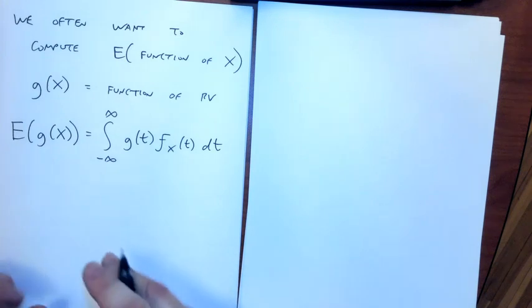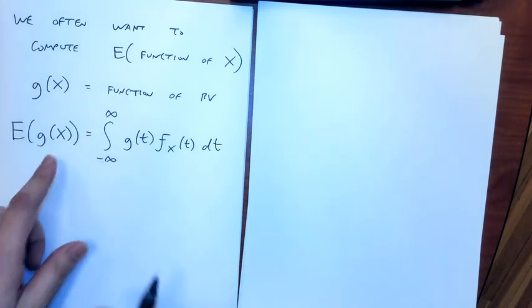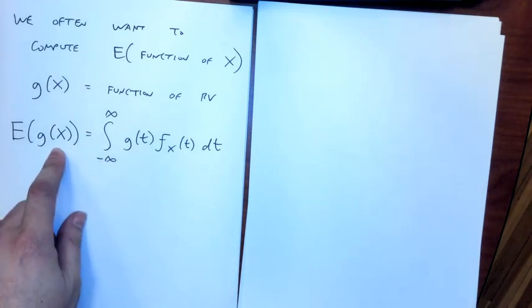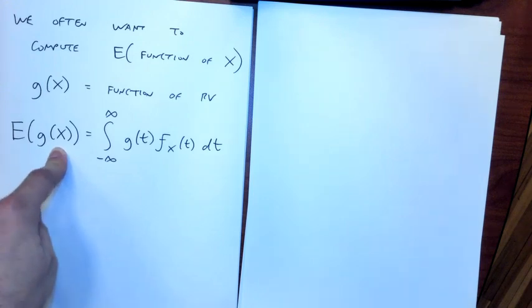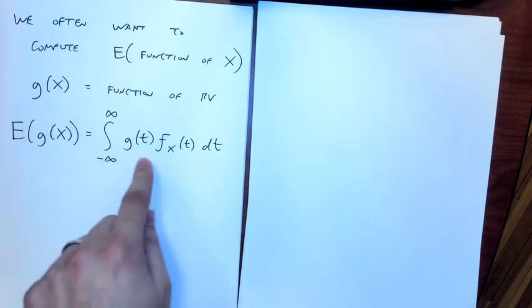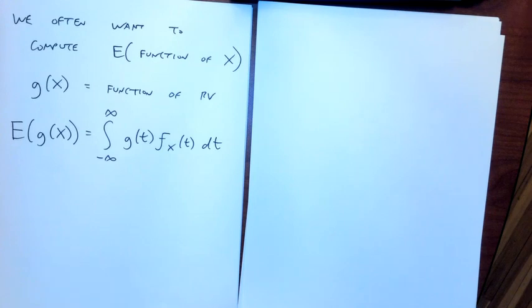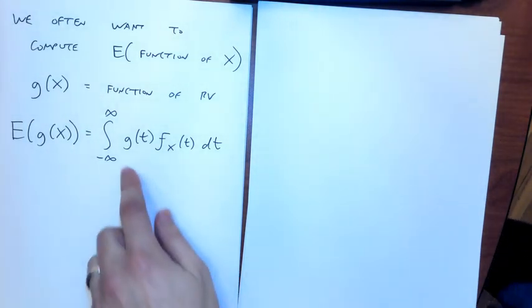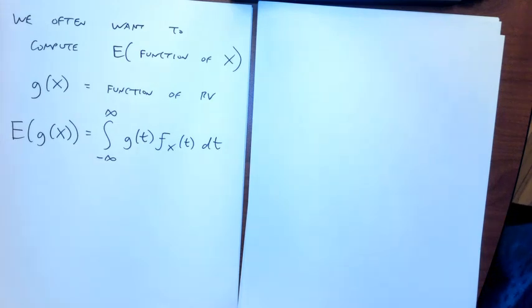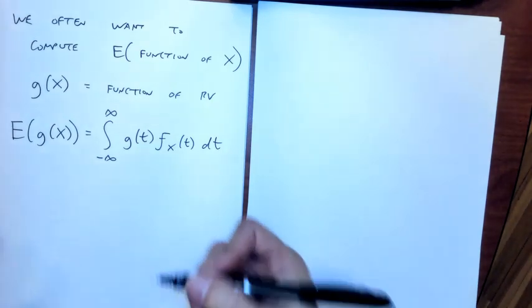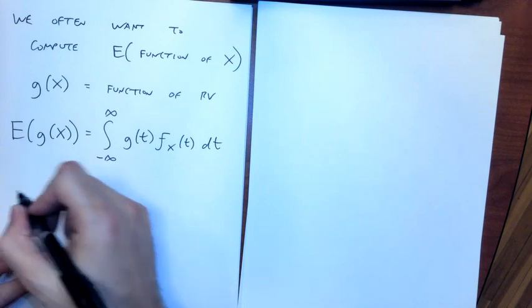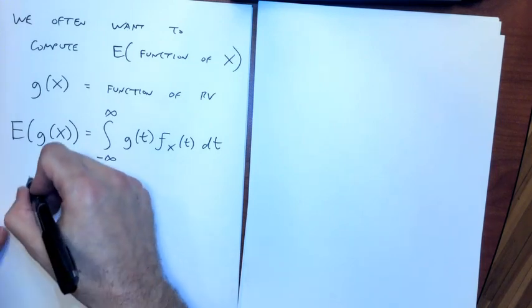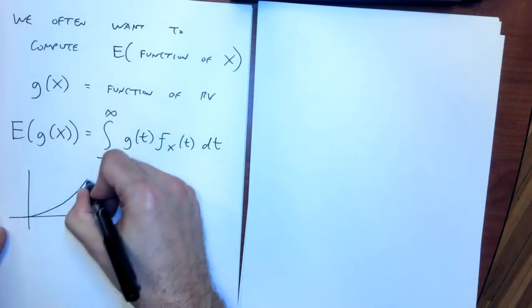When this thing is x itself, I want to know the expected value of the random variable itself, then I get the same t times the PDF I had before. But if I want the expected value of x squared, then this would become t squared, something like that.